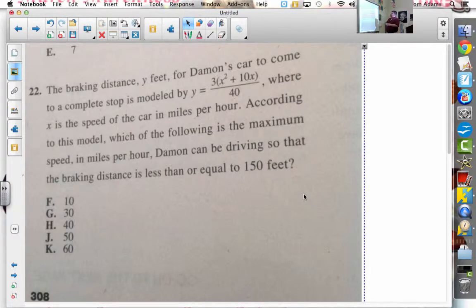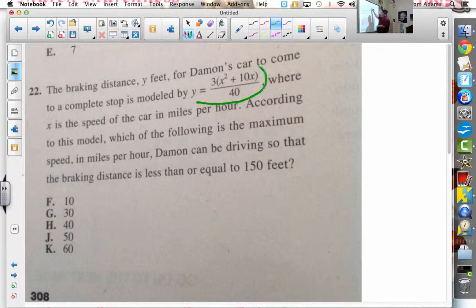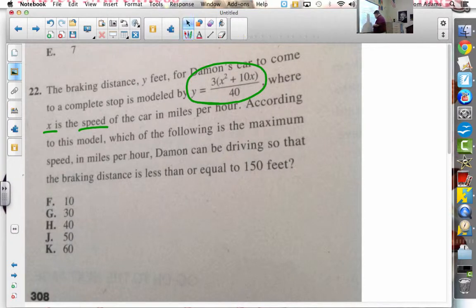Here it says the braking distance in y feet for Damon's car to come to a complete stop is modeled by y equals this expression, where x is the speed of the car in miles per hour. According to this model, which of the following is the maximum speed in miles per hour?